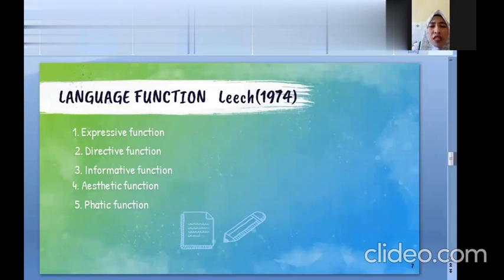It can be used for daily talk that can be seen when we meet our old friend and we can start to communicate with her or him, such as how do you do, where do you live, or how about your job. So a phatic function is used to start talking about something unimportant to start a conversation.